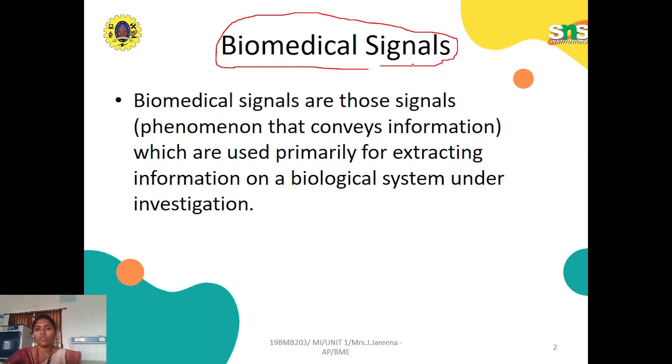As we all know, a signal is something which conveys information, right? In the same way, a biomedical signal is a signal which conveys information about a biological system, that is our human body system. It conveys information like the status or the working function of a particular organ. These types of signals are denoted as biomedical signals.